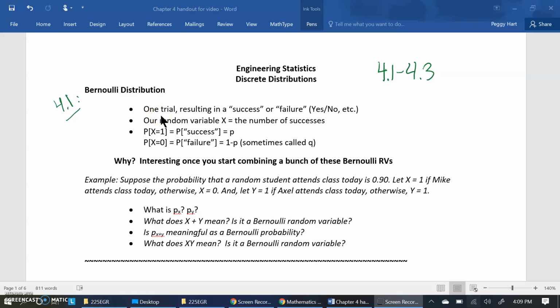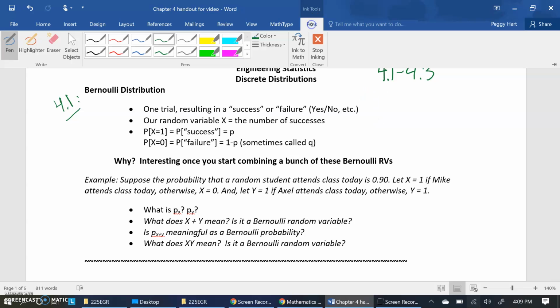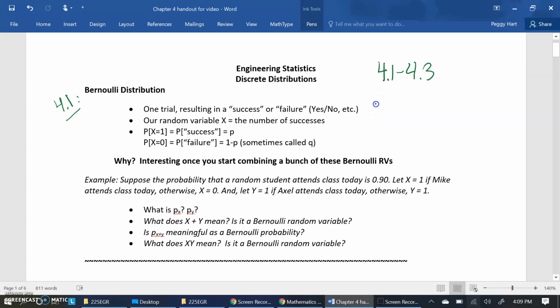Anyway, it's the simplest possible kind of experiment that you could ever think of, because it is an experiment where there's one trial resulting in a success or failure, just like a yes or no. It's like a switch. It's either this or that. And our random variable just counts the number of successes.